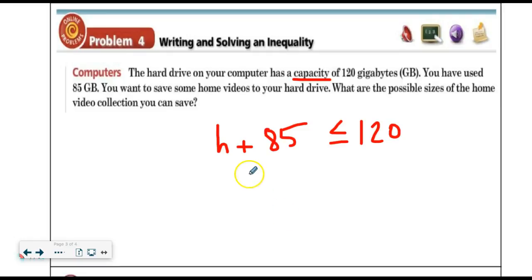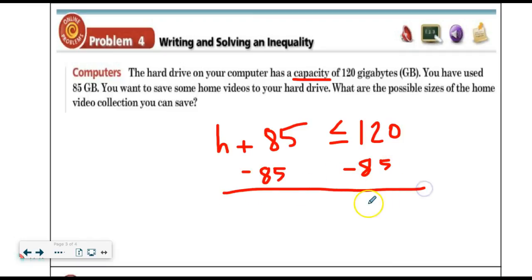So with this being said, I'm going to go ahead and subtract the 85 from both sides. Remember, I cannot exceed the 120. So subtracting 85 from both sides should give me 35. And less than or equal. So that means the possible sizes of home video collections would be 35 gigs or less. 35 GB or less. Can't exceed the 35.